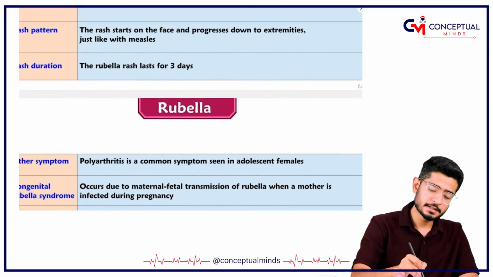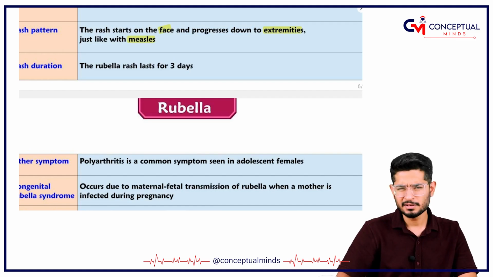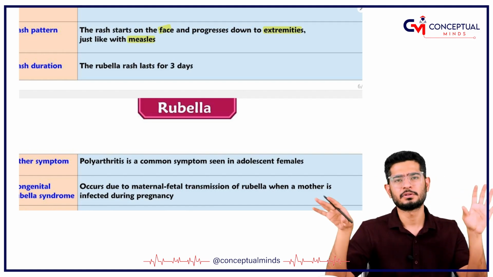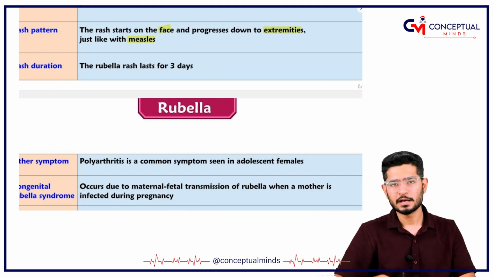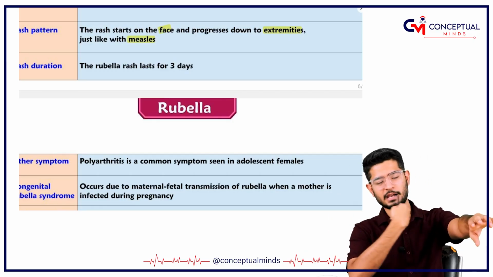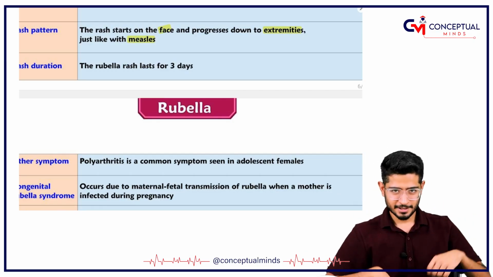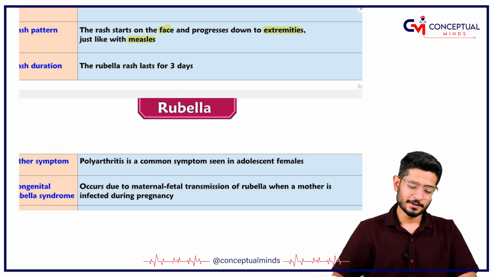Okay, so rubella, it is going to start on the face, then it is going to go to the extremities, and it is similar to the measles. Okay, so very simple, from the face going to the extremities. Just like some classical dancers, they do like this. Okay, so this is the way you can remember.